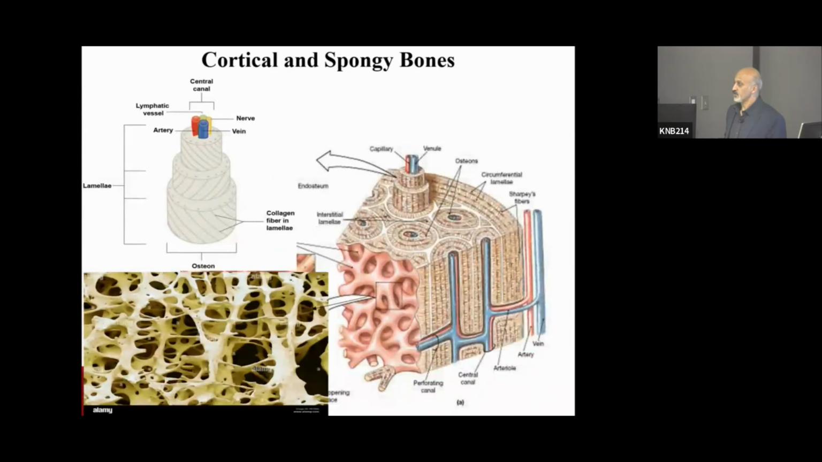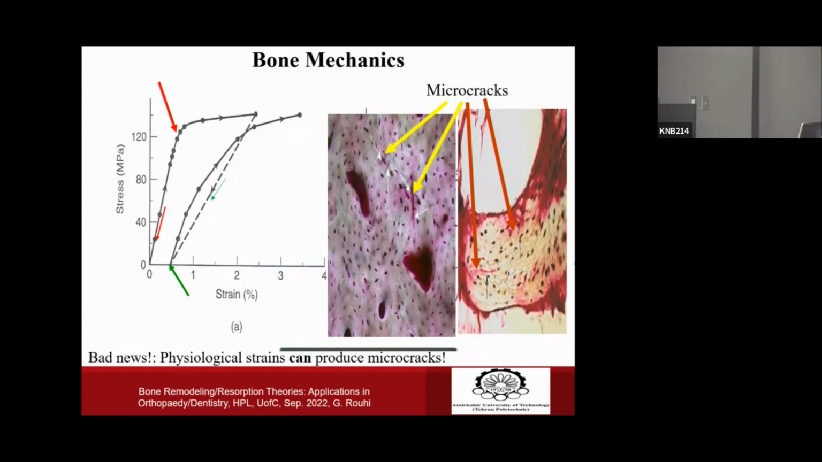Here in this figure, as you can see on a cross-section of cortical bone, you see micro cracks here and there. In a trabecula of a spongy bone, the same story happens. So the bad news is that physiological loads can produce micro cracks. But of course, it's not the end of the story.